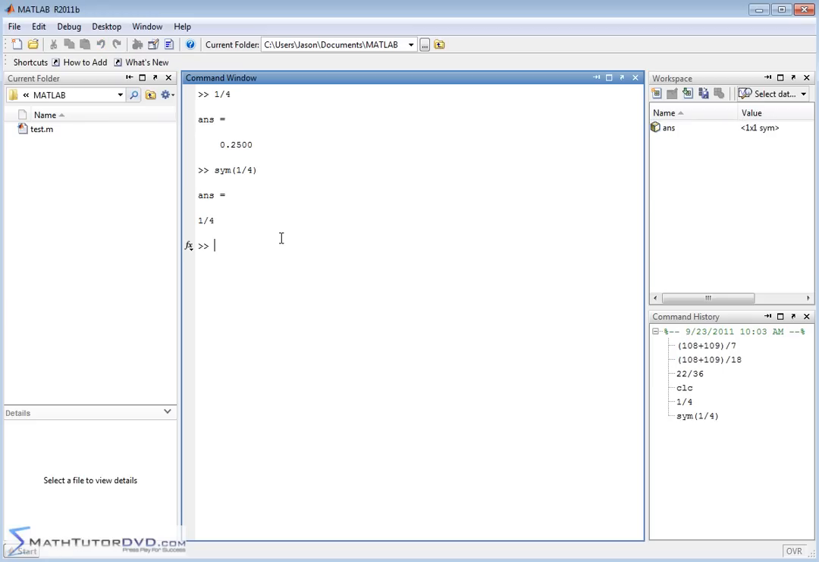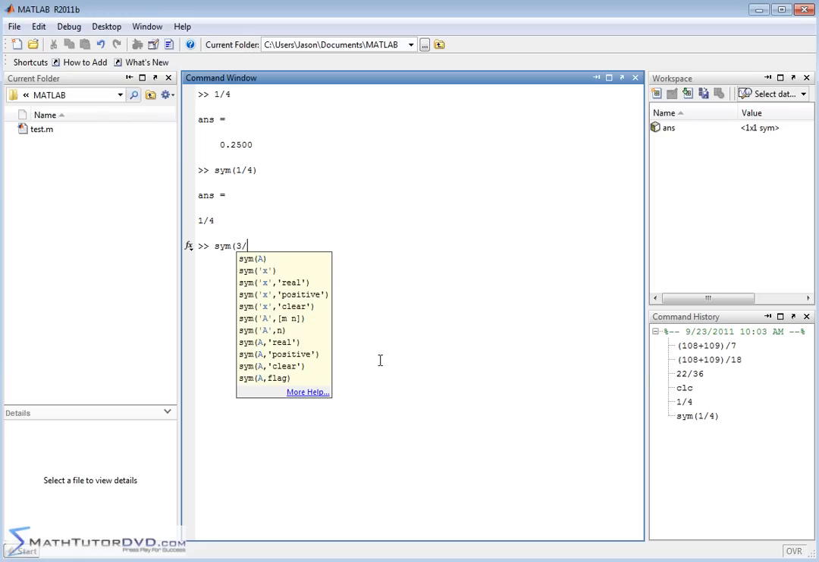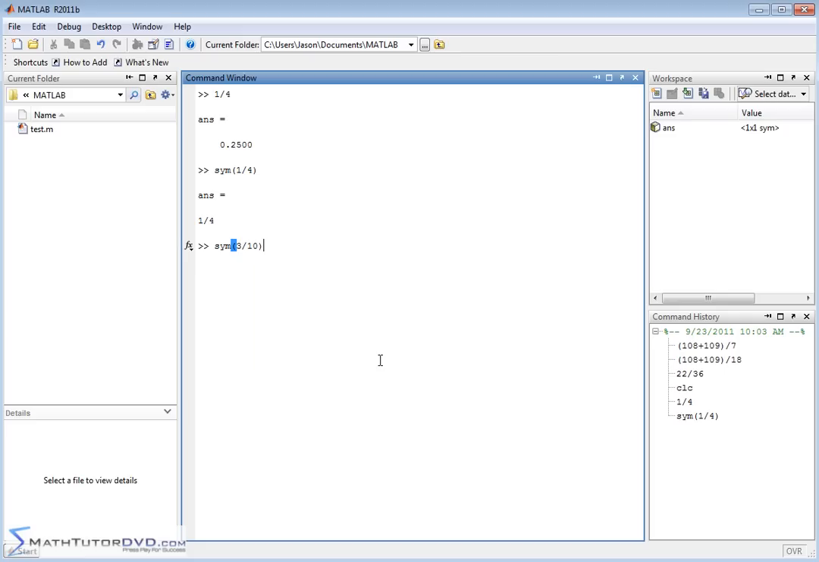So hit enter. Notice we don't get 0.25. It just gives us an answer of 1/4, because it didn't divide this and give us a decimal. It's telling it to treat it as a symbol, a general mathematical object, right? So I can do this for any sort of division. I could say 3/10. And of course, it's not going to give me a decimal back. It's going to give me the fraction back.